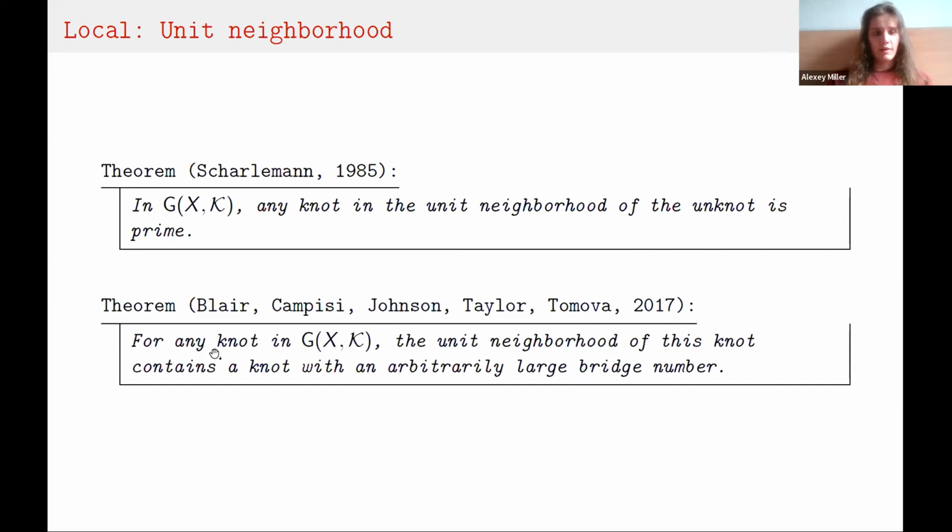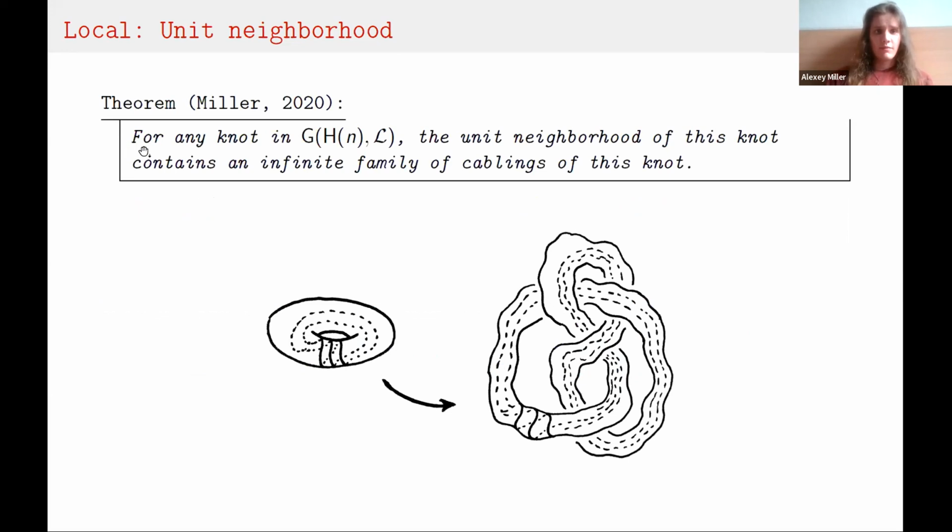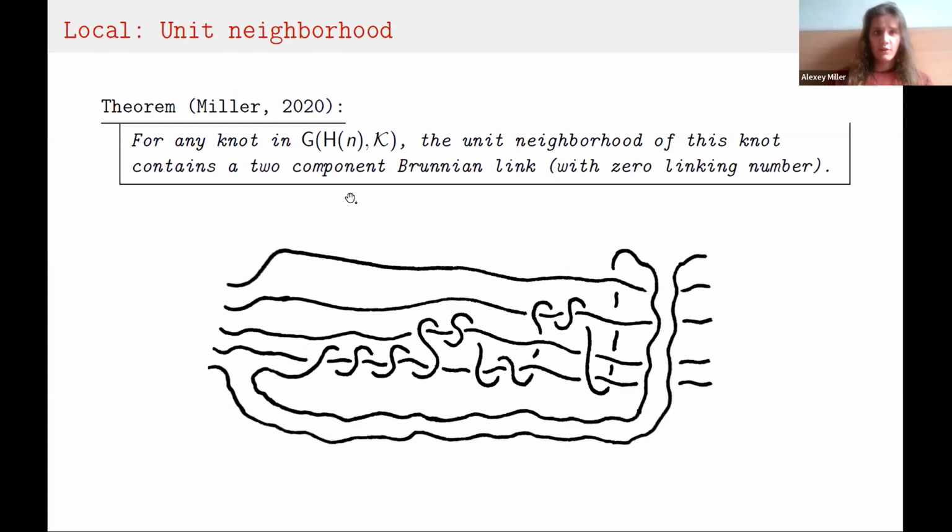And another example, I also give some of my results. For example, for any knot in the H(n) Gordian graph, the unit neighborhood of this knot contains an infinite family of cablings of this knot. And for any knot in this Gordian graph, the unit neighborhood of this knot contains a two-component Brunnian link with zero linking number.